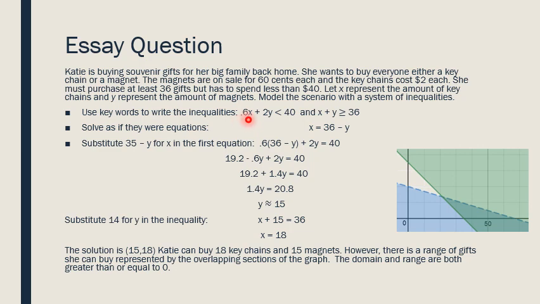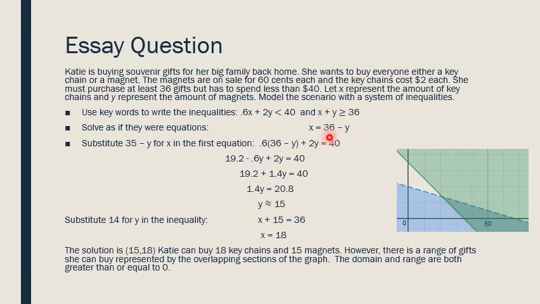Okay, so let's say that she's buying these magnets. That's going to be represented by x. $2 for each keychain. Together, they have to add up to something less than $40. It doesn't say she has $40. It just says it has to be less than, so we're going to use the plain less than sign. And together, they have to be at least 36, so greater than or equal to 36.